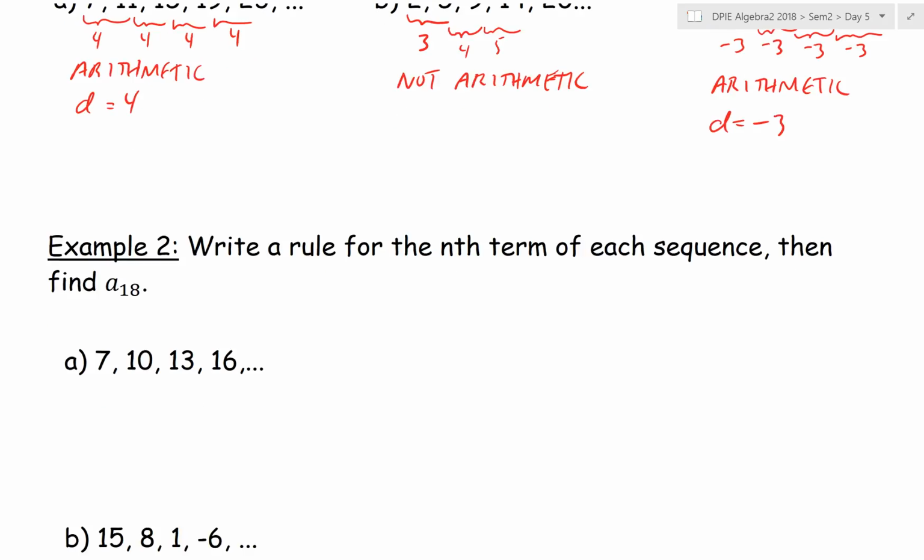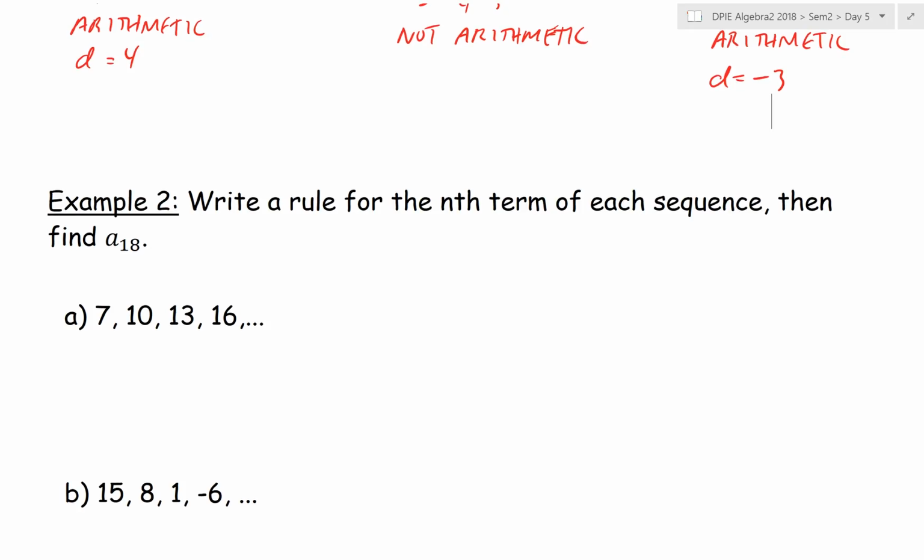So in our next example, we're going to see if we can write an algebraic rule that will determine any given term. We call that the nth term. So if we wanted to know the 10th term or the 16th term, or in this case the 18th term, denoted a sub 18, it'd be nice to have a formula that would give us that. So let's see if we can figure out a pattern here so that we can come up with a formula. This first term, we would call a1. The second term we would call a2, a3, a4, and so on.